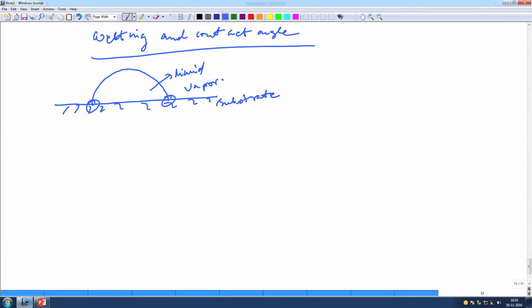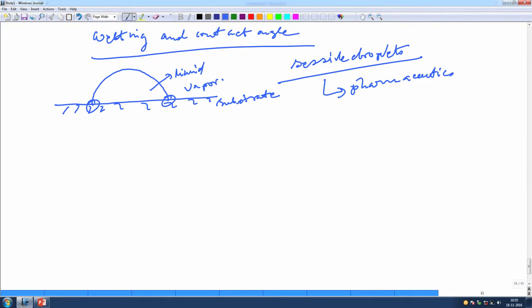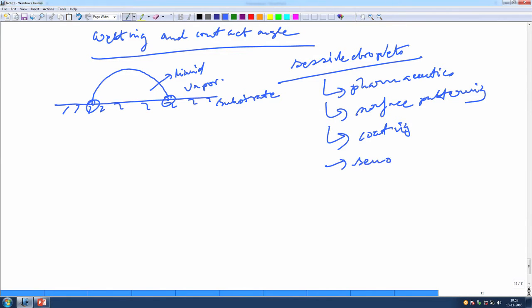How do we analyze problems like this, because this is a very common problem. Every application will have this sessile droplet. This is called a sessile droplet. It has applications from pharmaceutics to surface patterning to coating, sensor development. You name any application, it will have a sessile droplet, one way or the other.